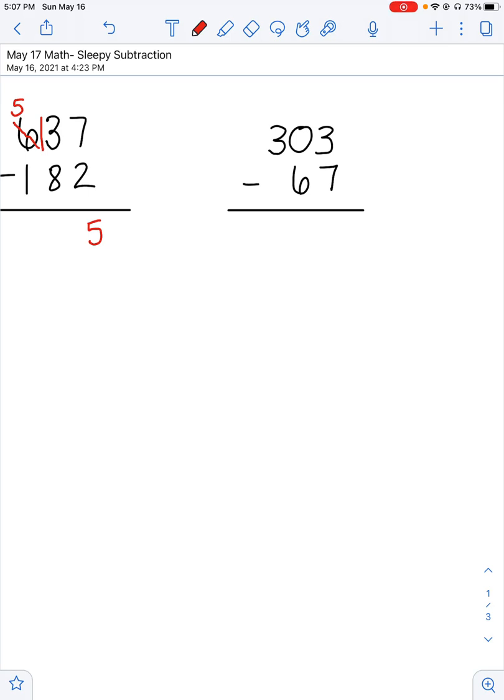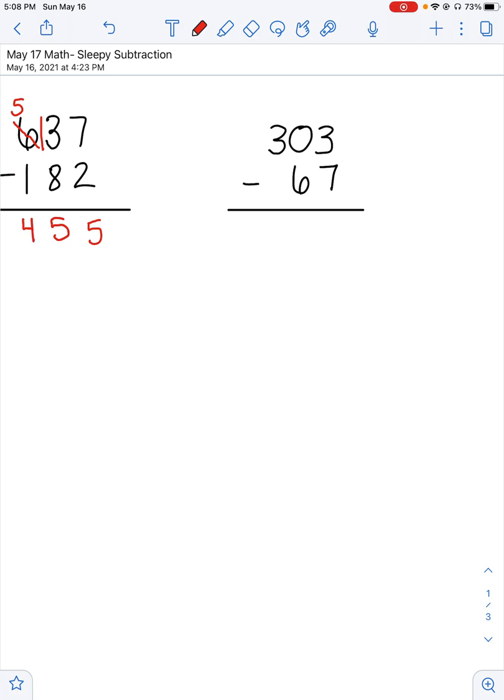So now it's 13 minus 8. Can I do that? Yes, you can, because that top number is bigger than the bottom number. Okay, so let's do 13 minus 8. Good job. That's 5. And then we can take away 1 from 5, and that is 4.